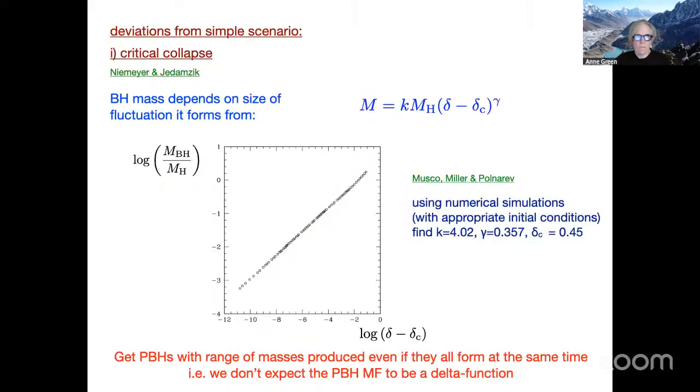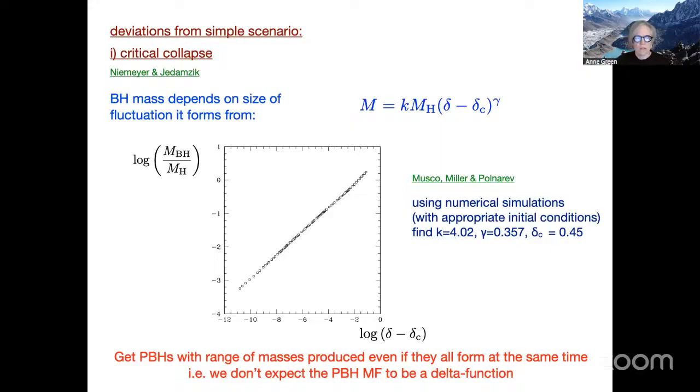There are a few important deviations from the simple scenario I've talked about that I'd like to mention. The first one is critical collapse. It's a general phenomenon in gravitational collapse, and Niemeyer and Jedamzik in the late 90s pointed out it would apply to primordial black hole formation. In this case, the mass of a black hole formed depends on the size of the fluctuation it forms from, so how big the fluctuation is relative to the threshold value. And so the masses are still typically of order the horizon mass, but you do get this spread of masses.